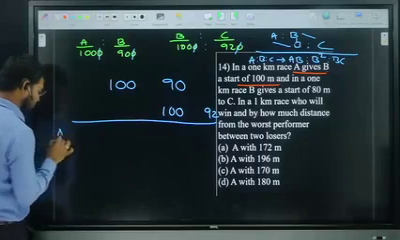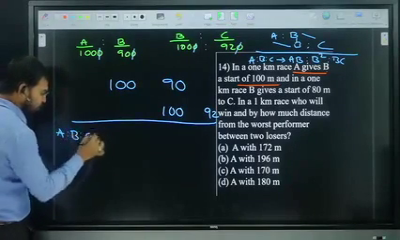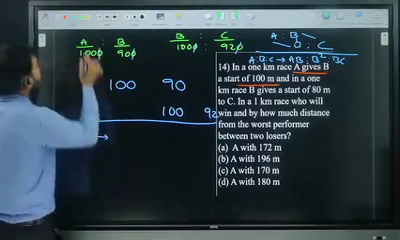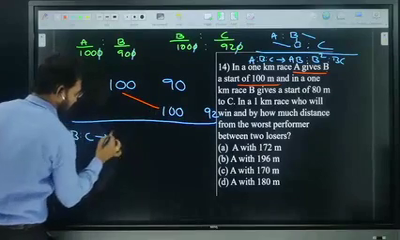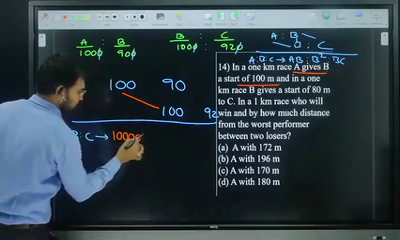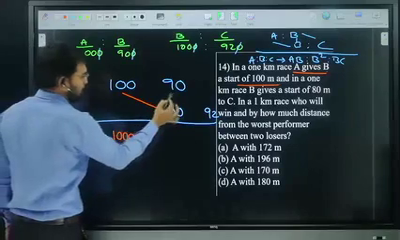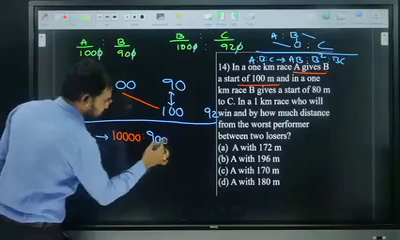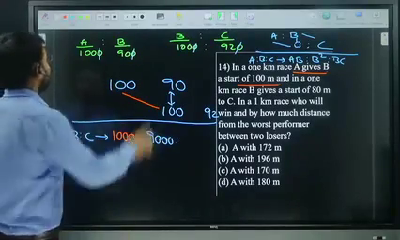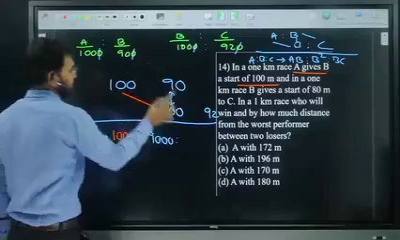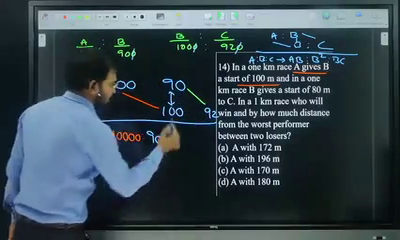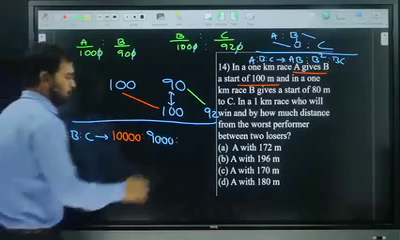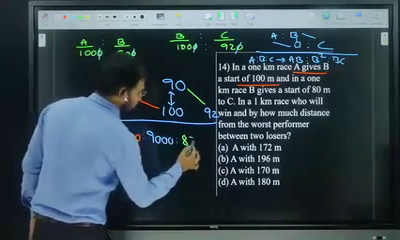If you go for the ratio A is to B is to C, 100 into 100 is how much? 10,000. Multiply these two and multiply these two, that is nothing but 9,000. If you want the third one, multiply these two. That is nothing but 9 into 92, how much? 8 10. That is nothing but 828.